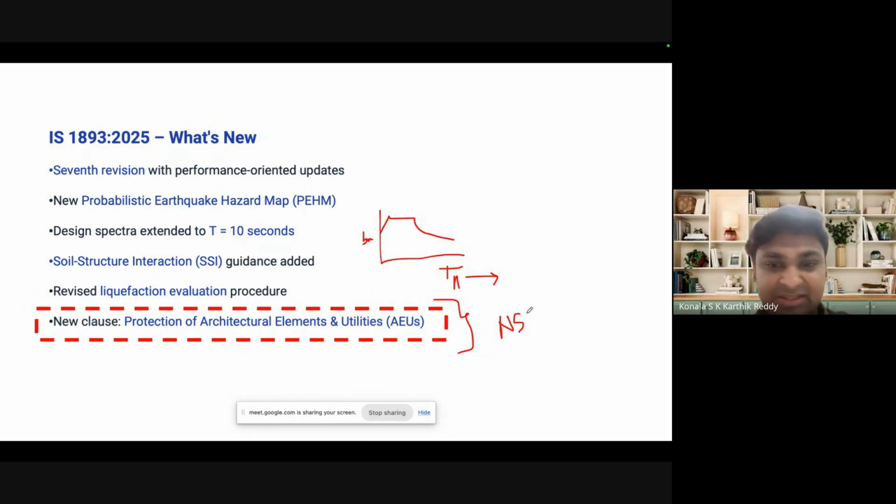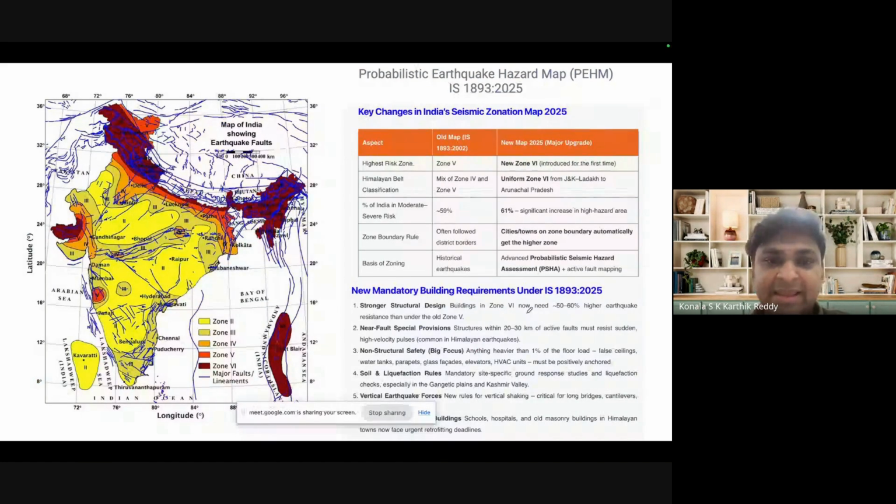And yes, let me go to this particular provision of how to protect our architectural elements and utilities from earthquakes. What are the special provisions which we have in our latest code book? So again, this is a pictorial view of the upgrades which we have for 1893 2025.